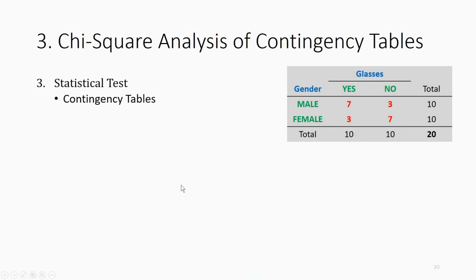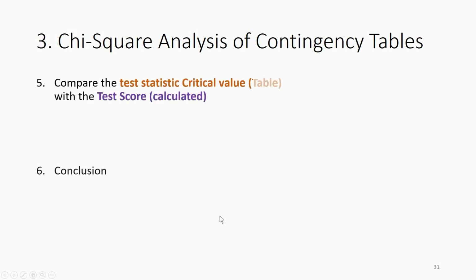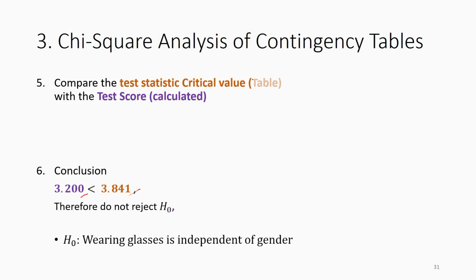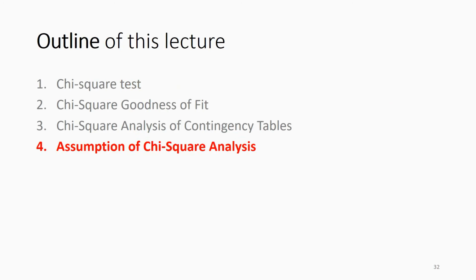Then after that, you can do the test. Calculate the statistic. After you calculate the statistic, you can compare your critical value with the calculated value. This is what you calculated, 3.200. This is the critical value. So this calculated value is smaller than 3.841. So you will not reject the null hypothesis. That means that these two variables are independent. So you just compare them and you get the answer. So that's all for the chi-square contingency table.